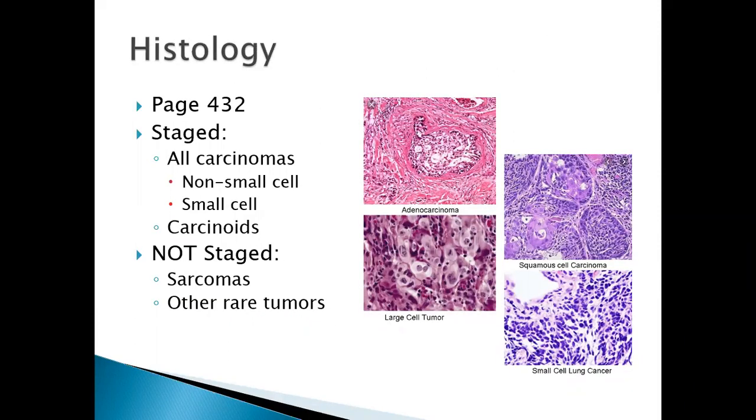The histologies that are staged using this chapter are listed on page 432. All carcinomas, including non-small cell and small cell, as well as carcinoids, are included. Sarcomas and other rare tumors are not staged using this chapter.